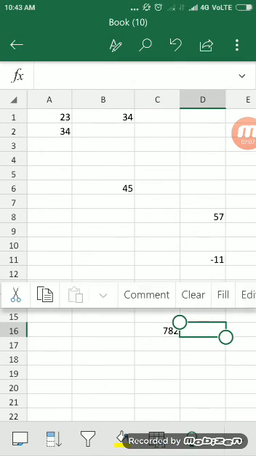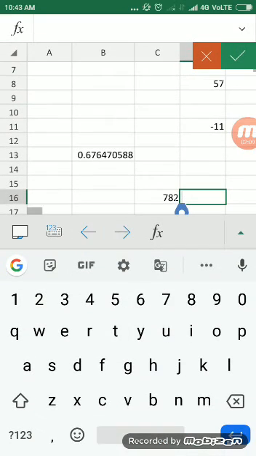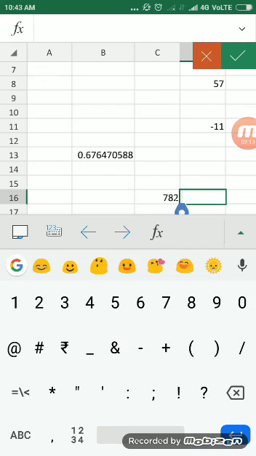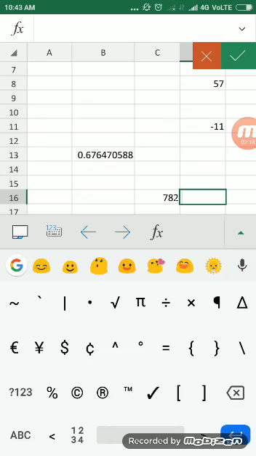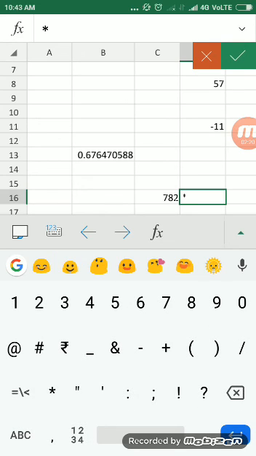Now I'll tell you one more thing from which you can multiply and divide. You can divide by using this sign also and can multiply by using this sign also.